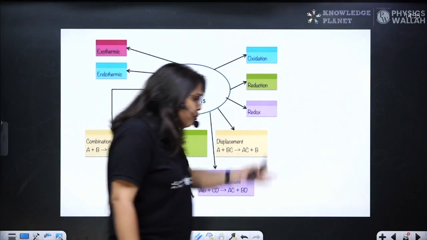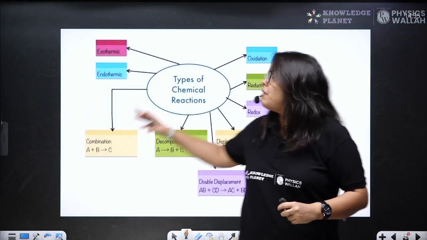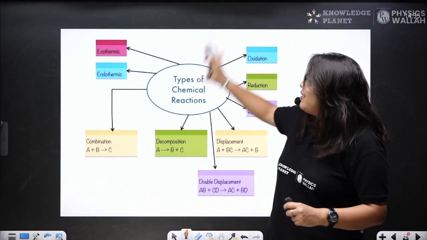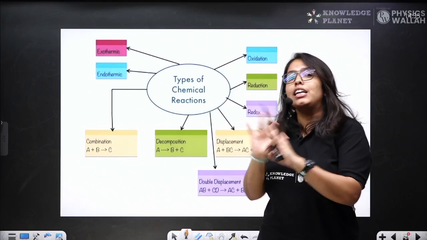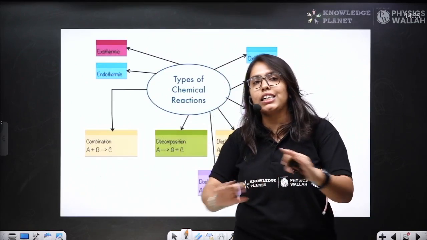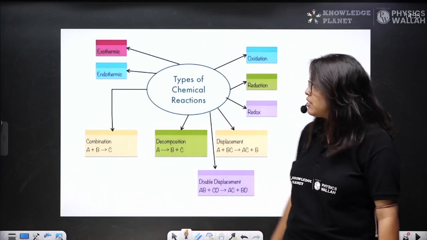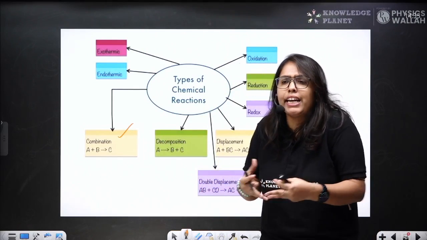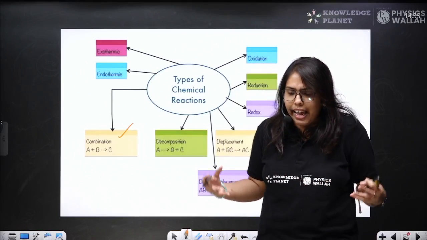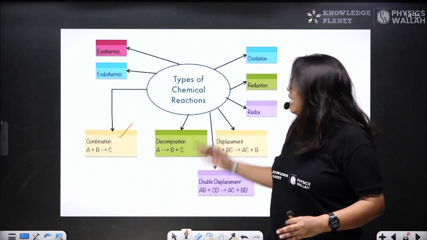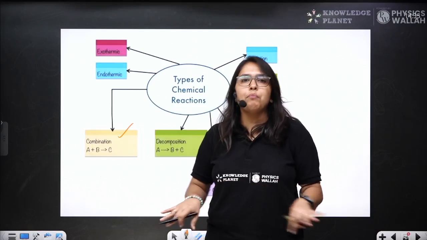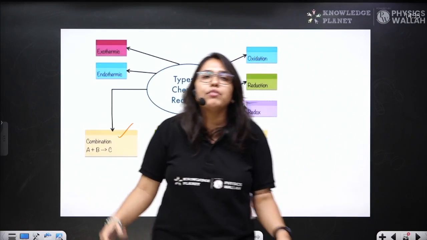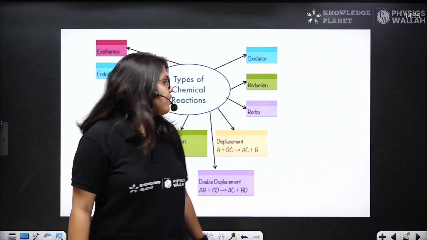This is a simple mind map which you will understand better once we are done with the different types of chemical reactions. We will start with combination. Combination, as the name itself states, means combining. The elements are combining. Decomposition: decompose means to break down. The compound is going to break down and then we will get new products.